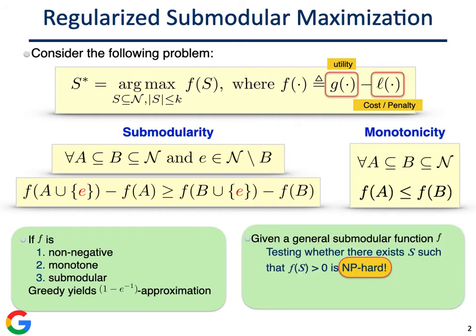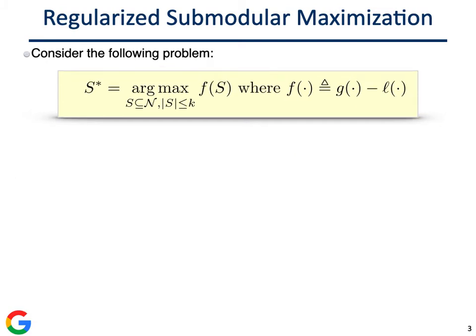Note that in our problem, function f could be negative and non-monotone. While there are a lot of interesting works for non-negative non-monotone submodular functions, for the general submodular function, where it can be negative, there is not much that we can do. Indeed, testing whether there exists a set S such that f of S is larger than 0 is NP-hard. For this reason, we need further assumption on the objective f.